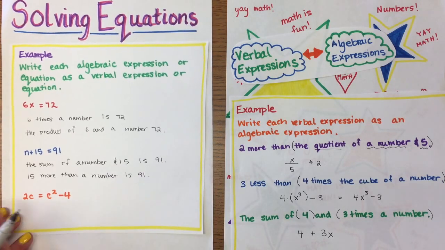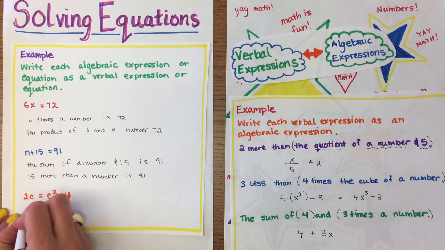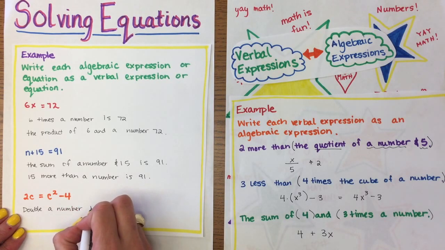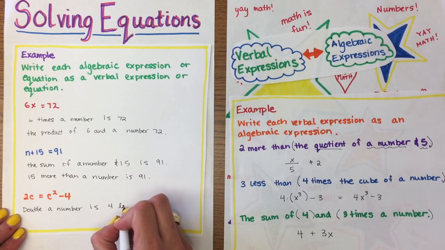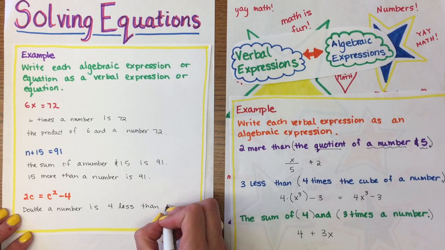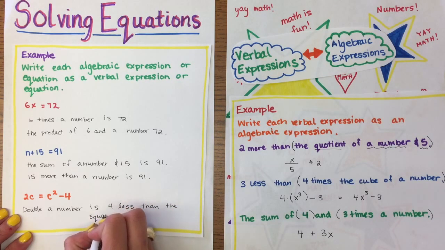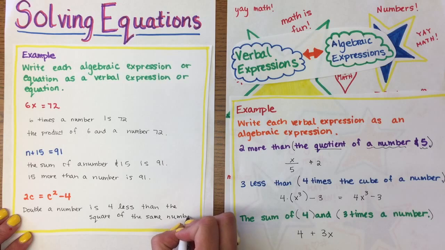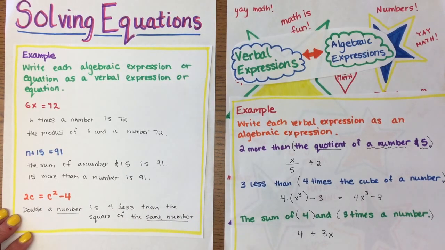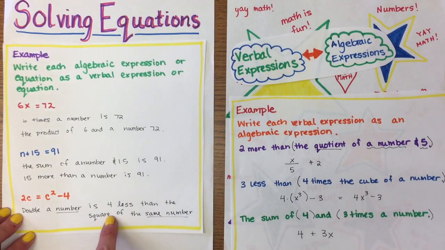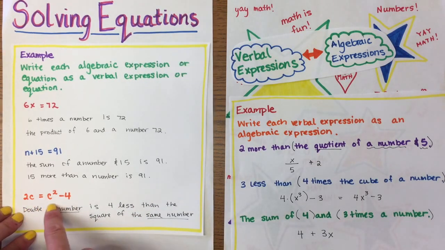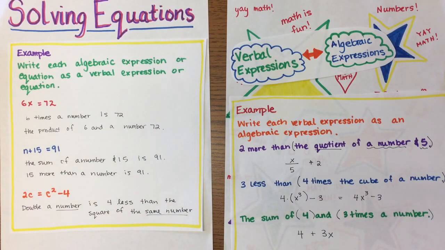And this one down here, there's a lot of different ways I can write this. I'm going to say that this is double a number is 4 less than the square of the same number. The words the same number mean that I'm going to use the same variable in both parts of the equation. If this had said of a different number, then I would need 2 different variables, maybe c and d in this equation. So that's going back and forth between verbal and algebraic. In our next video, we'll talk about how we actually mechanically go through the steps of solving equations.